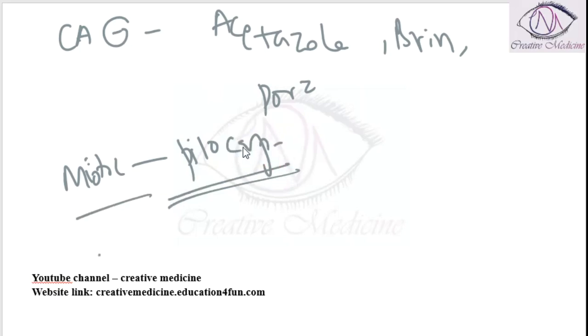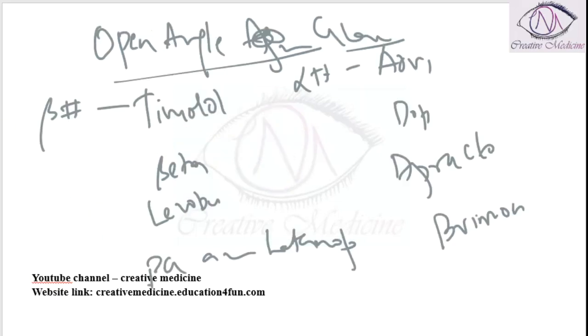Sorry, pilocarpine is a miotic. Pilocarpine is a miotic drug which is used for open angle glaucoma.